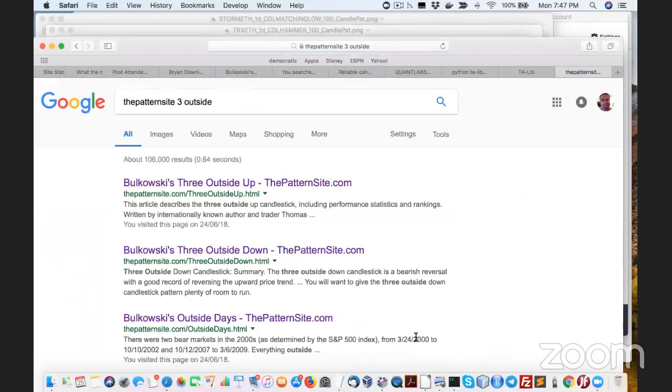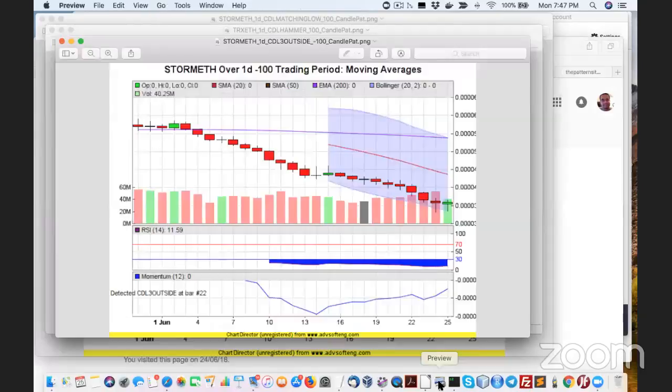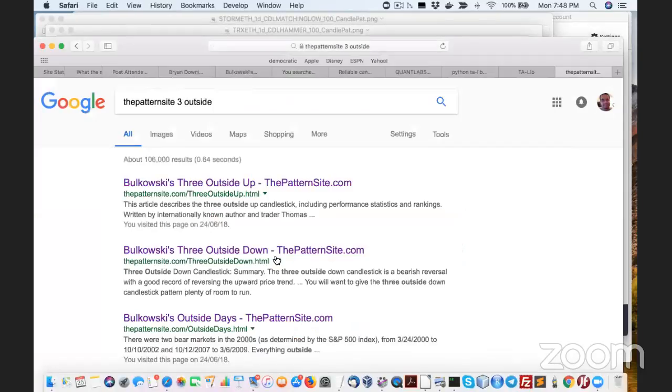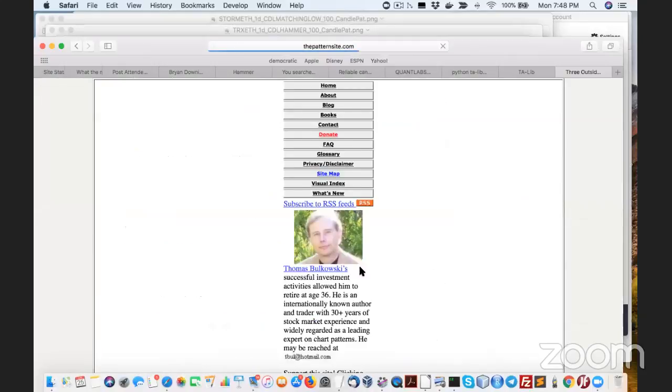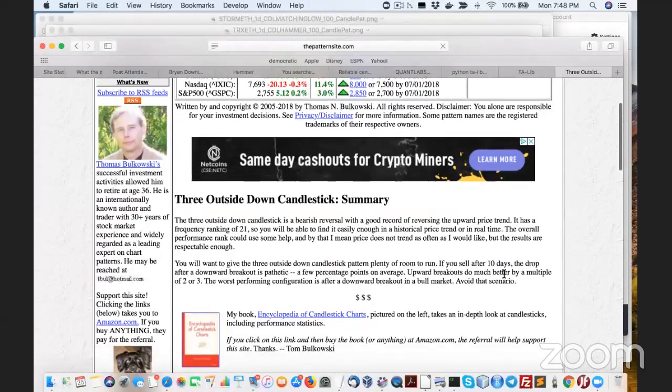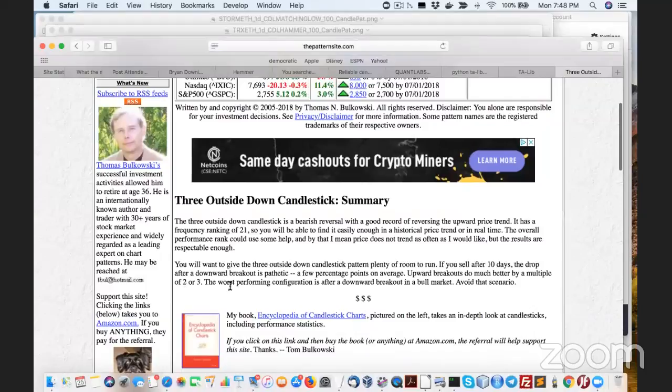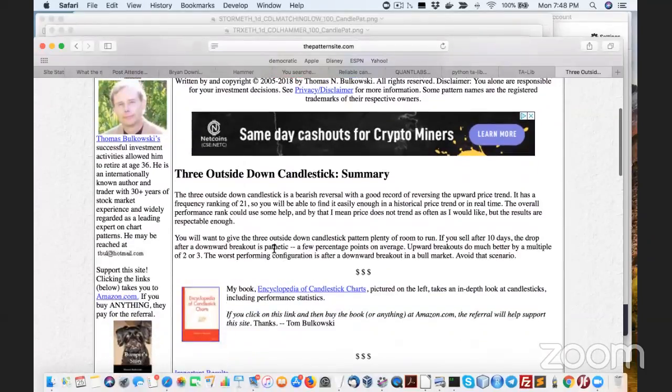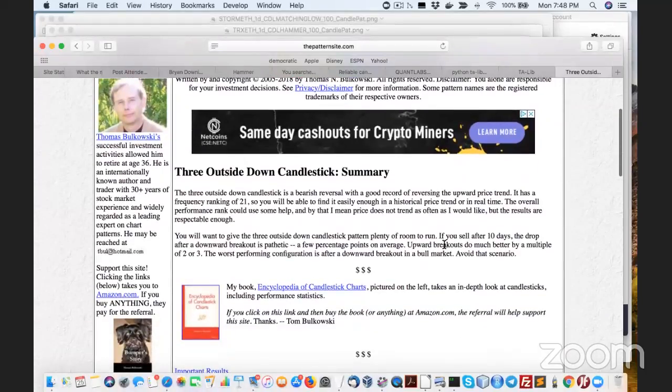Okay, so we are dealing with either an up or a down. Let's pull up the info. So we are looking for a down. So I'm going to pull that up. So here we go. Just as an example, upward breakouts do better by a multiple of 2 or 3. Downward breakout is pathetic.